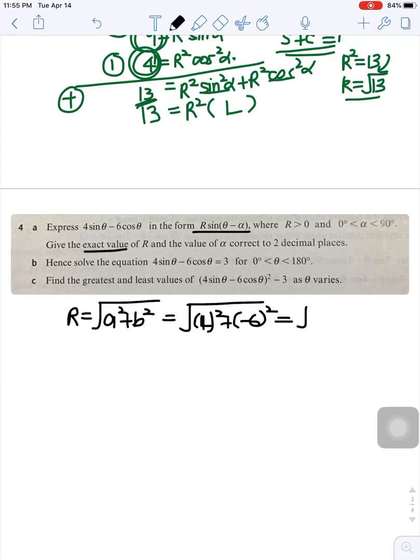And furthermore, the question says exact value. Surd 52. See, when I'm solving this, I really didn't guess which is my A and which is my B. I'm just going at random. I know that it is 4 and it is a negative 6 here. Then the second part, I know the rule says to find the alpha, I have to do something like B over A. But I don't recall which one is the B and which one is the A.